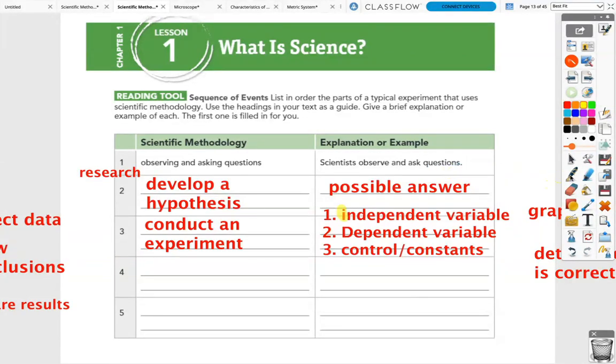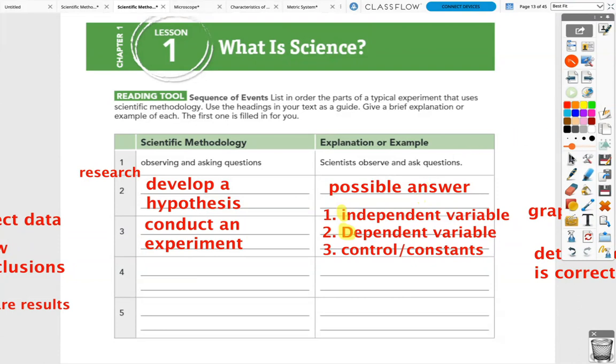Think about the things that I am testing. If you can think about that and remember that, then that will help you to determine your independent variable. Dependent variable, if you can think about the word data, or data that starts with D, the dependent variable is the data that you're going to collect in an experiment.